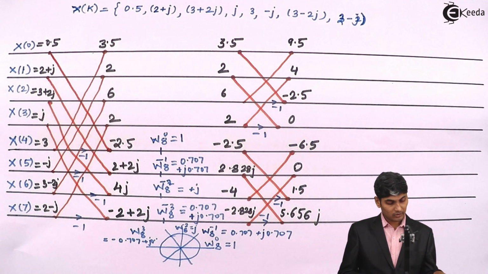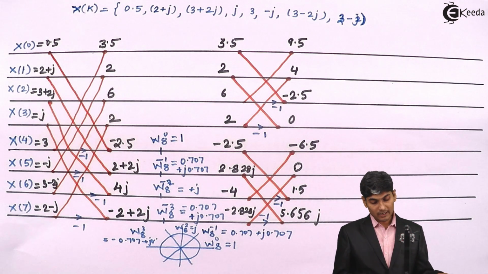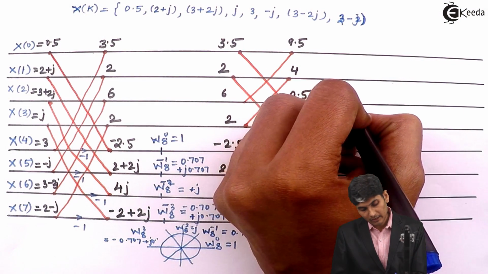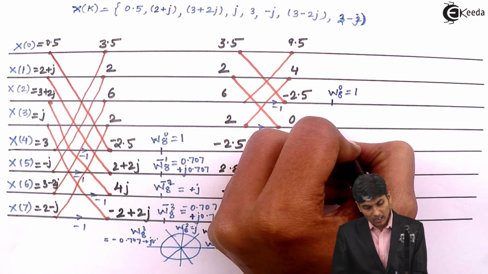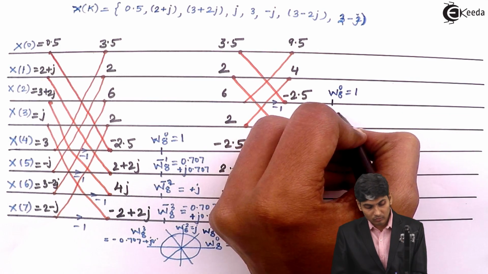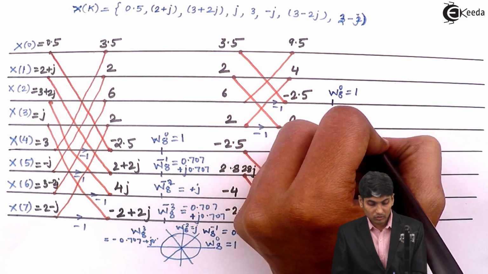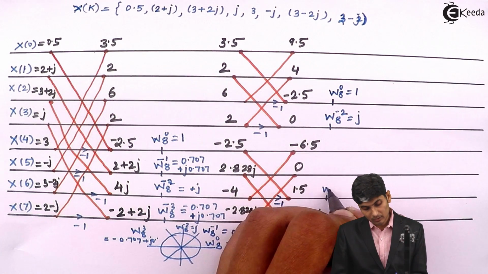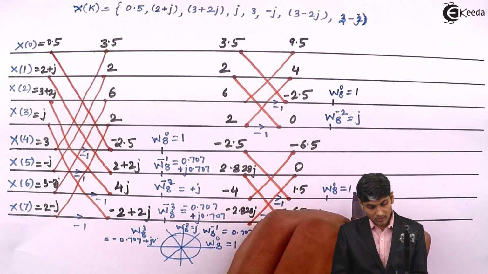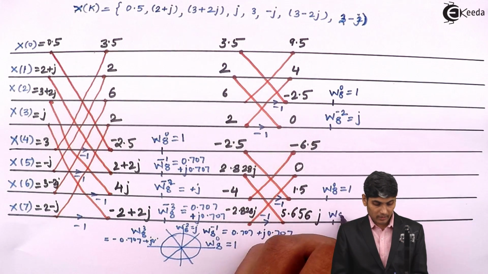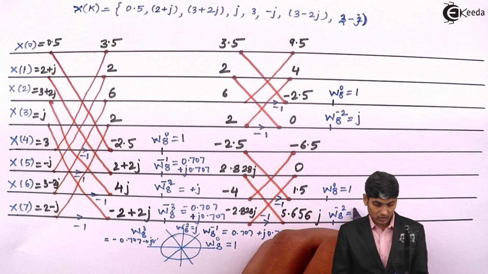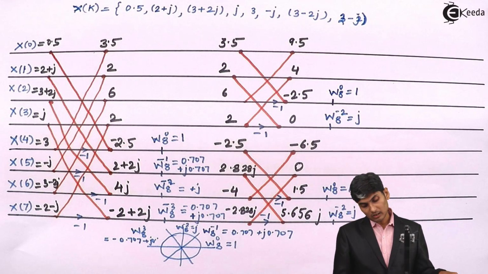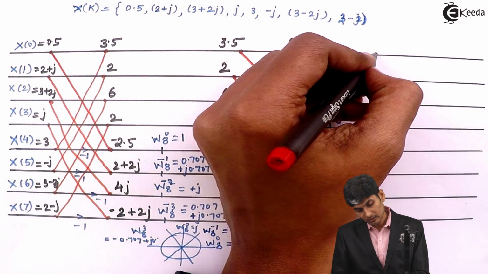Before going into the third stage, we have a multiplier in between. So that multiplier section is w8 raised to 0, which is equal to 1, and w8 raised to minus 2, which is equal to j. Okay, here also same thing, w8 raised to 0, which is 1, and here it is w8 raised to minus 2, which is equal to j. Agreed. Now let us perform the last stage activity.